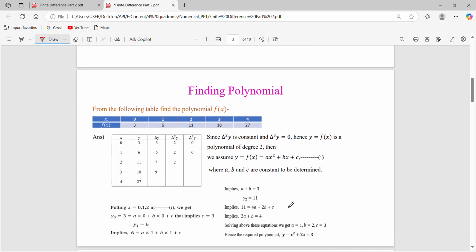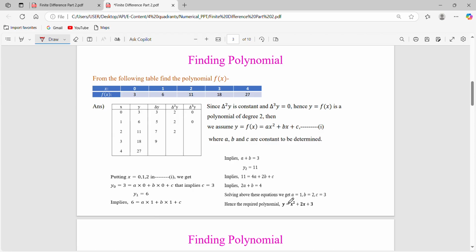Next is finding a polynomial. How to find a polynomial of second order or higher order, that means third order, fourth order, fifth order may be possible. So first we will find, this is strictly for a second degree polynomial. This is not applicable for third order or higher order. This is strictly for a second degree polynomial.